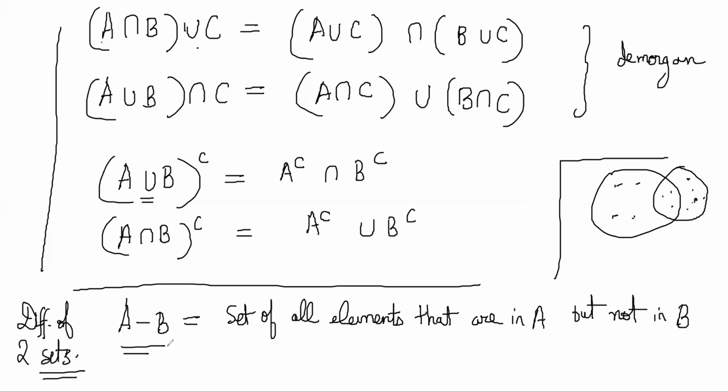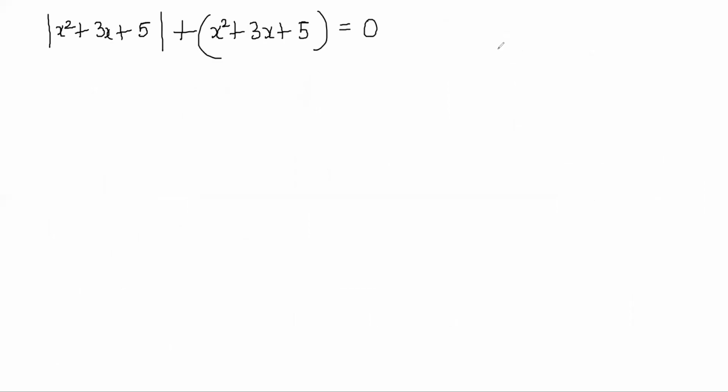Just go through these definitions. It's not hard. If there are any other doubts, tell me. And there is one more, on modulus. It's like modulus of x square plus 3x plus 5, plus x square plus 3x plus 5, equals to 0. Solve for x.